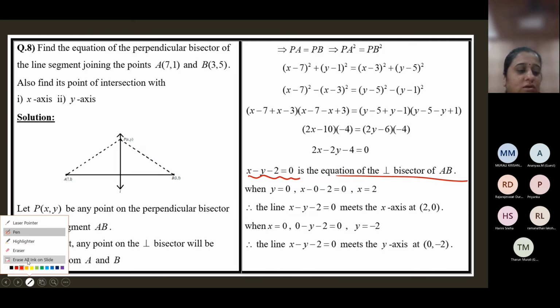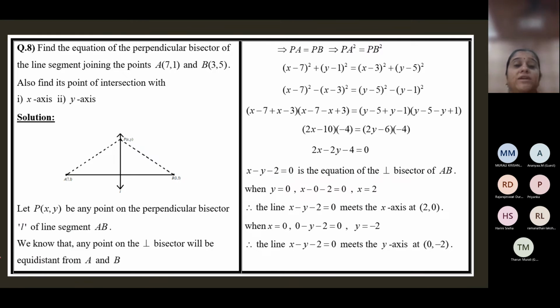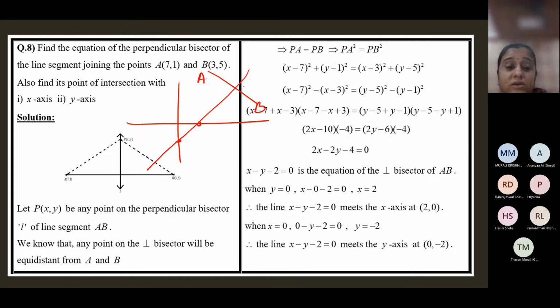Now you need to find the points where it cuts the x-axis and y-axis. So this is the line segment AB and this is the perpendicular bisector. We need to find this point and this point. You can make a rough sketch like this, children. It will be very useful for you to understand the question clearly.